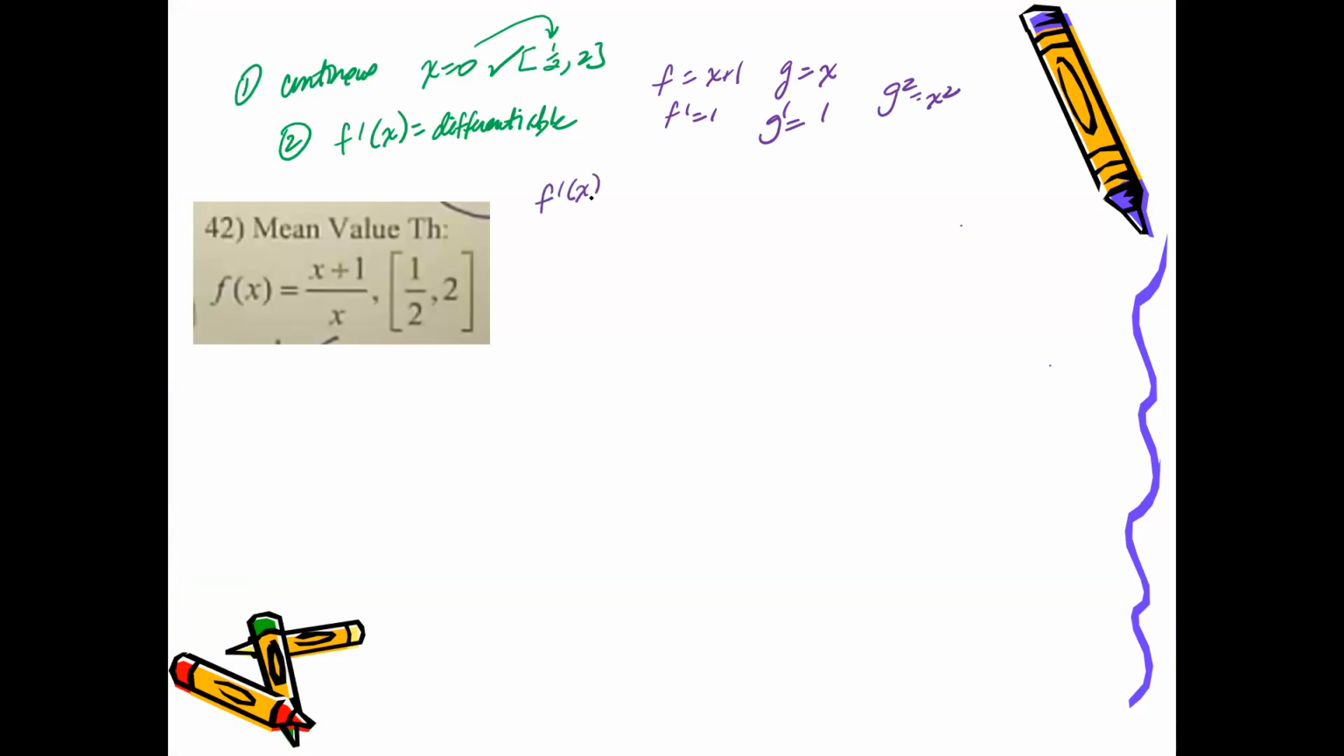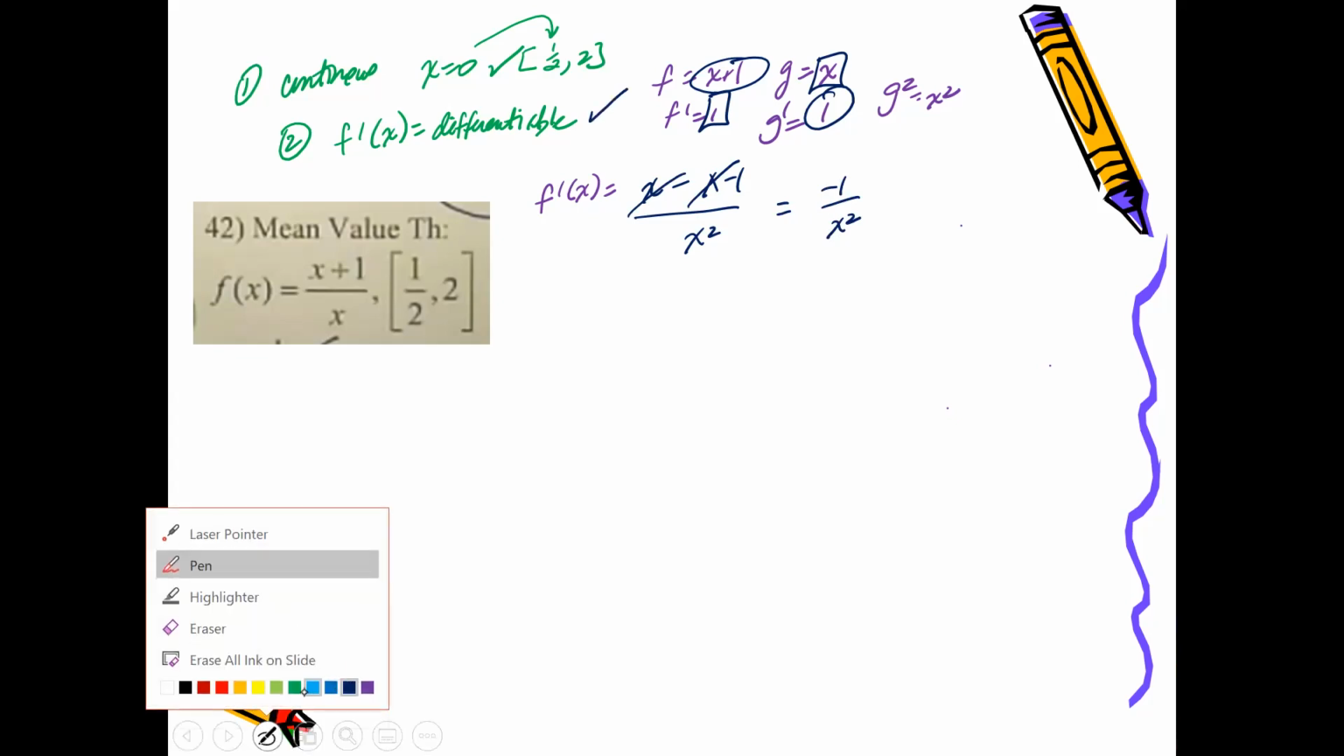So f prime of x is equal to f prime times g, so that's just x, minus f times g prime, so minus x minus 1, all the way over x squared. And then if you look at this, the x cancels, negative 1 over x squared is your f prime of x. So number 2, check, it is differentiable.